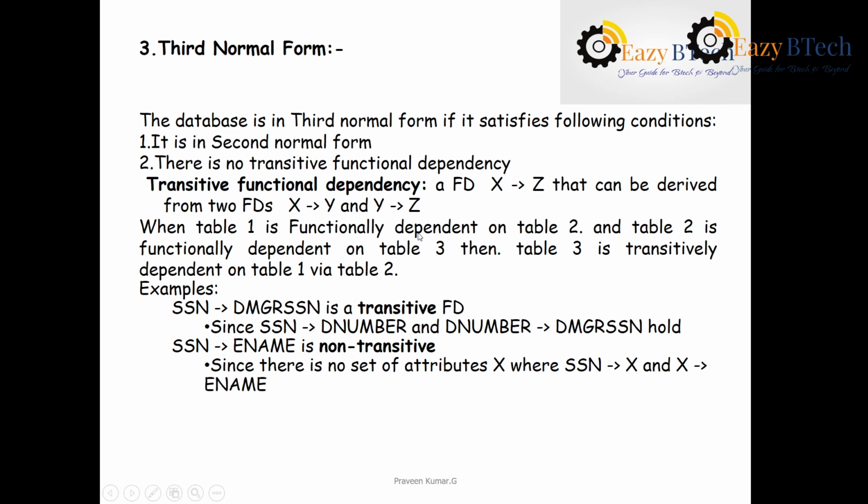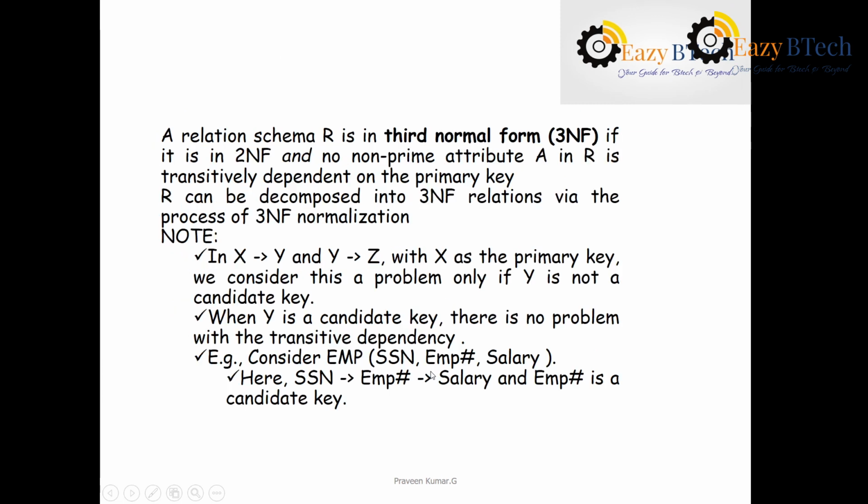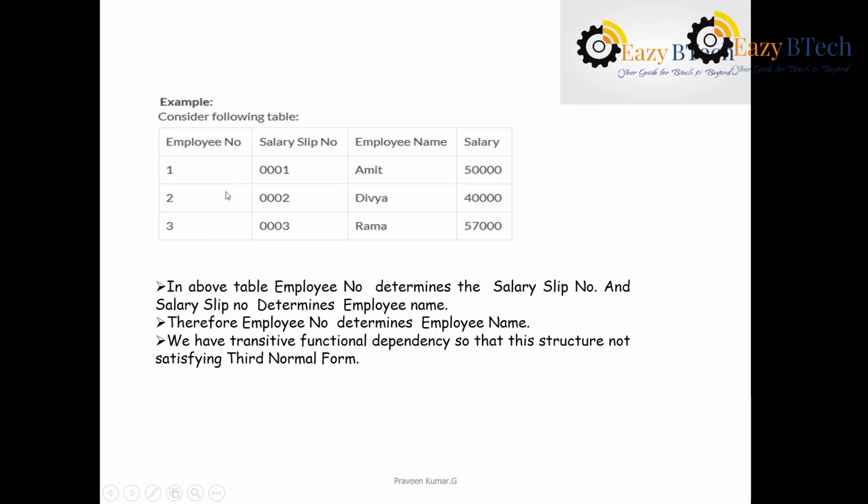This means we can identify a non-key attribute by using X to Y, Y to Z. In this example, suppose in a table we have employee number, salary slip, employee name and salary.